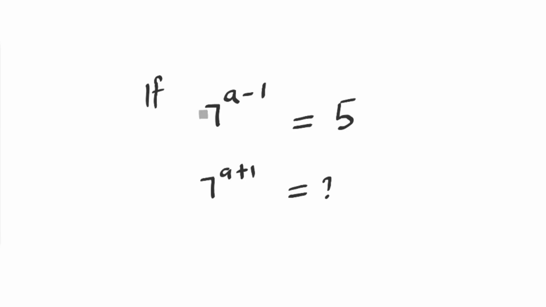If 7 raised to power a minus 1 is equal to 5, what is the value of 7 raised to power a plus 1? Can you solve this fast? If you have a better method, kindly put it in the comment section.